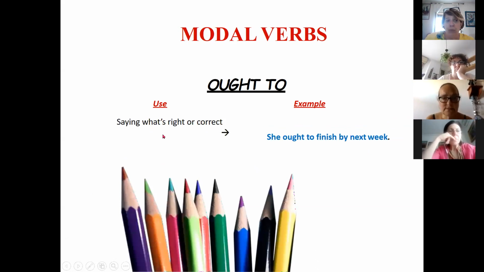How to say what's right or correct: the one that I told you, you use ought to when you have a moral obligation. She ought to finish by next week. That means that it's better for her if she finishes by next week, but actually it's not so much used in this case. I think it's much more used for something that we feel intimately in ourselves that we have to do. That is much more common for feelings than for jobs.